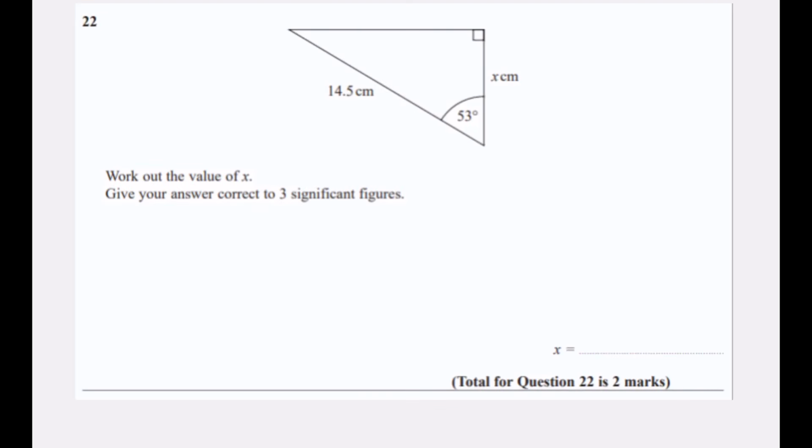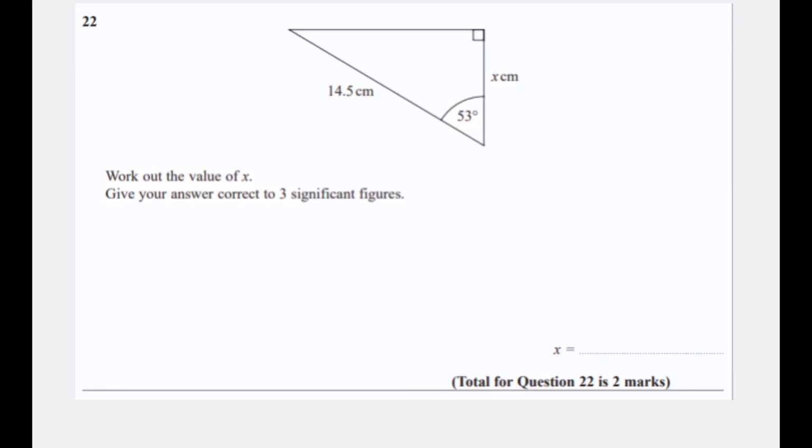Question 22. Work out the value of x. So we've got a right angle triangle and we've got an angle in the question. So we're not using Pythagoras. We don't know two of the sides. We can't use Pythagoras. We're using trigonometry, SOHCAHTOA.